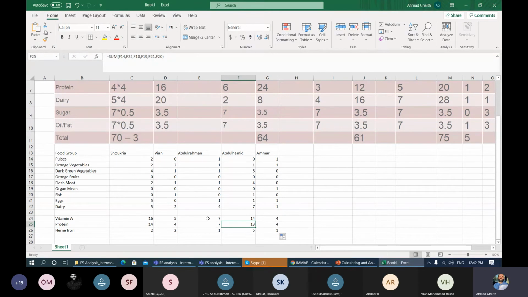Ammar is saying, okay, all of them are eating for the 7 days, but for example, Shukriya and Abdul Hamid, their situation is better because they're consuming it in more amount, or they're having more amount of it from different sources.